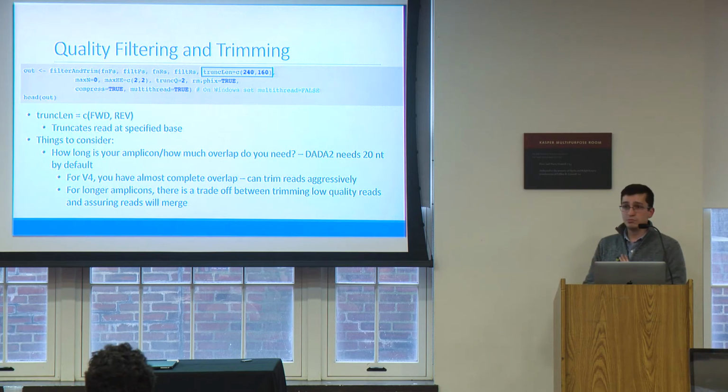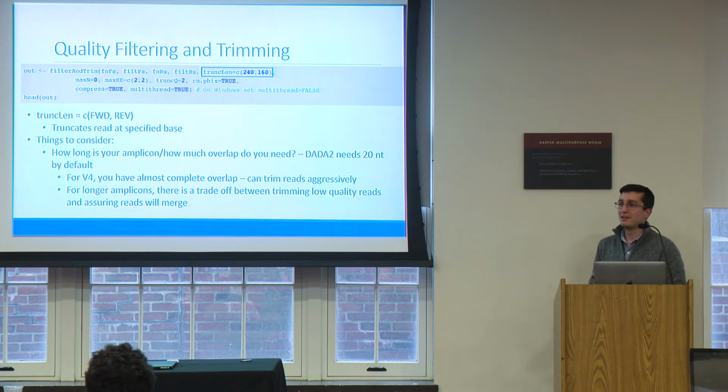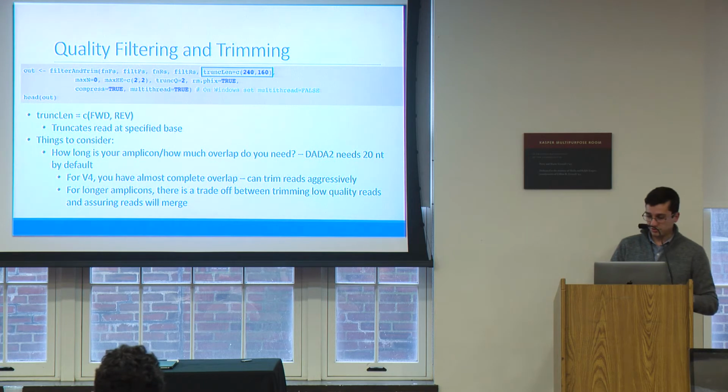With V4, you get complete overlap, so it's almost inconsequential where you decide to trim, as long as you don't trim at like base pair 10 for the reverse reads. But for longer amplicons, you'll need to make that judgment call. Previously, before sequencing V4, I did V4, V5, and I would have had to reduce the amount that I was trimming from the forward and reverse reads.